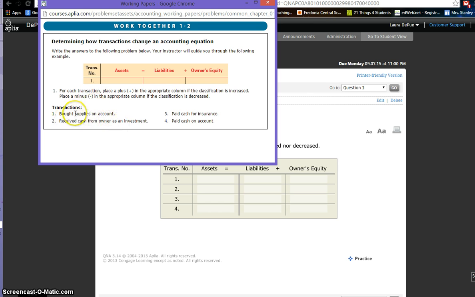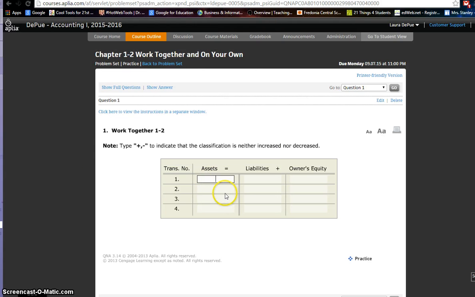So here's our 4 transactions. The first one, bought supplies on account. So we know that supplies is an asset, but this is a buy now, pay later situation. We're not paying any cash. So when we buy supplies on account, we know that our assets is going to increase and our liabilities is going to increase.